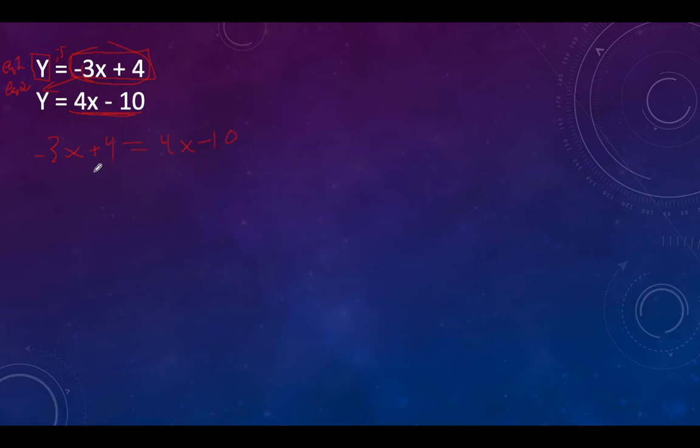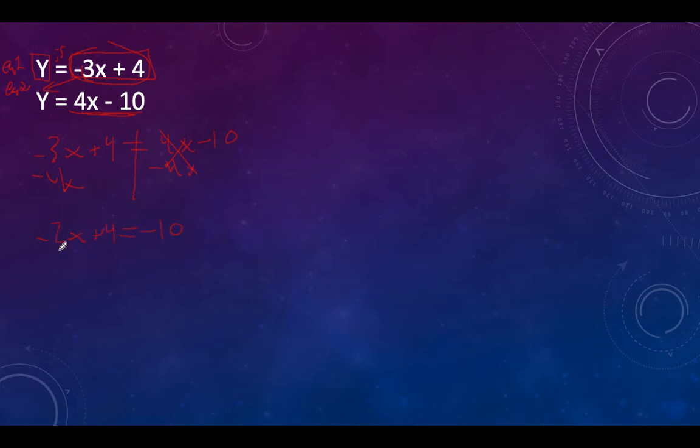So now we just got to solve. So let's get all the variables on the left, all the numbers on the right. So I'm going to subtract 4x from both sides. So those cancel. Negative 3 minus 4, you get negative 7x plus 4 equals negative 10.